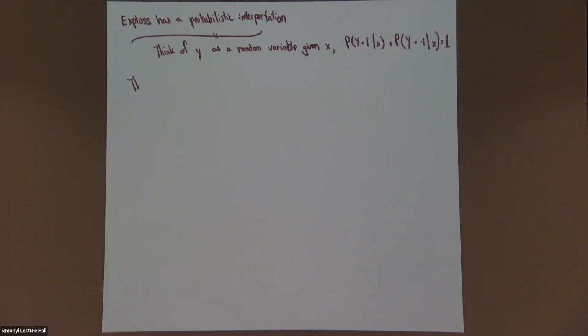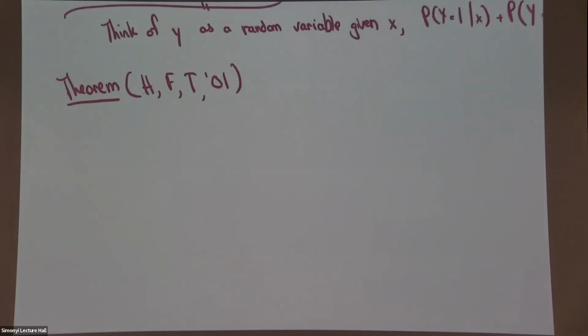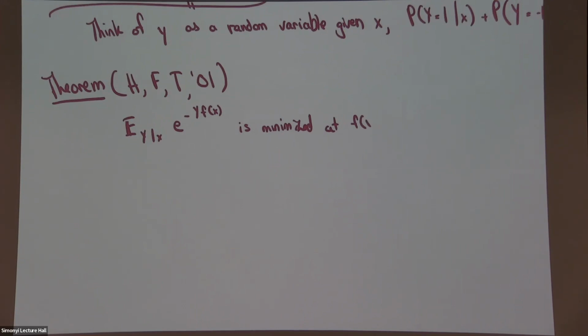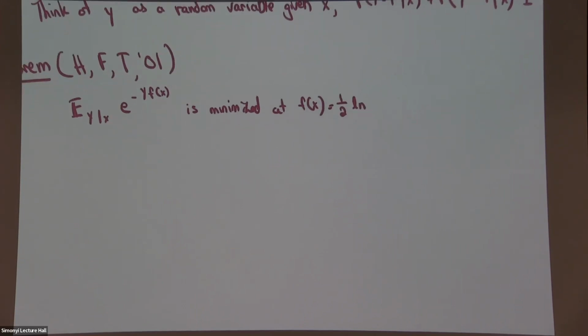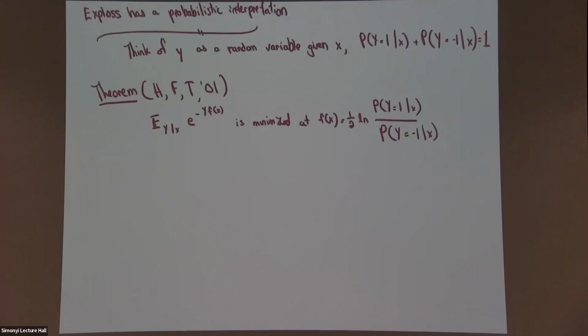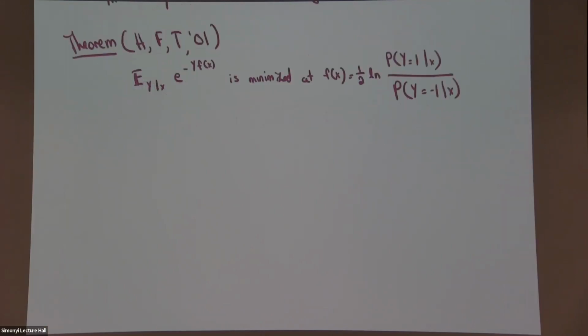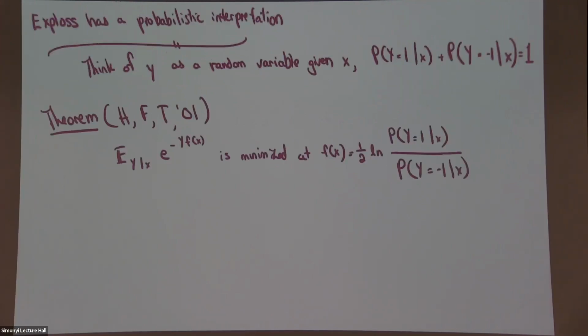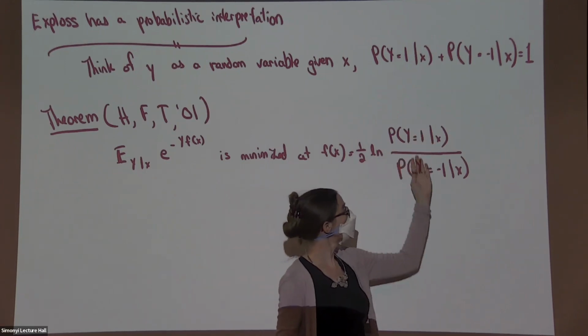So I'm going to write down a theorem. I believe it's at least in the book of Hastie, Friedman and Tibshirani. The theorem says that the expectation over y given x of e to the negative y times f of x is minimized at f of x equals 1/2 log of the probability that y equals one given x over the probability that y equals minus one given x. What that does is it at least gets you from the exponential loss to some probabilities.